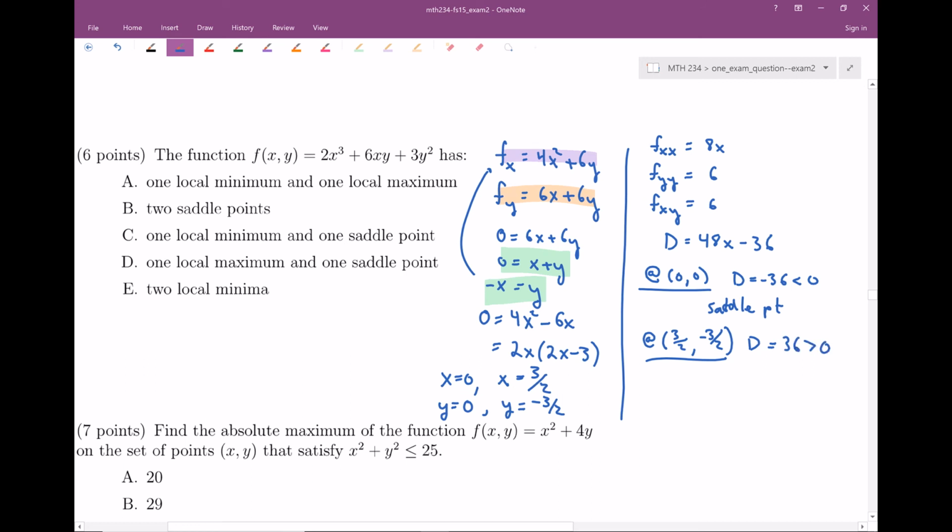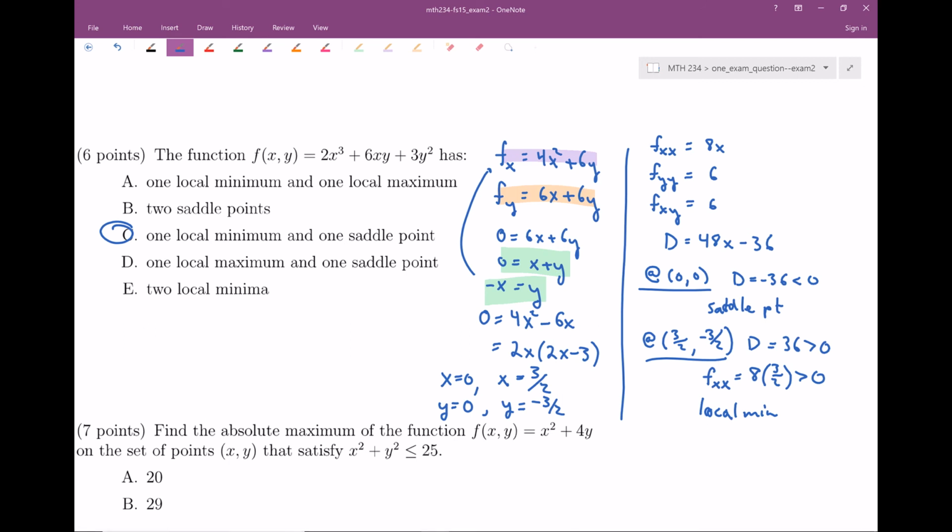So remember, we have to look at f sub xx. F sub xx is going to be 8 times our x value, 8 times 3/2. The big thing here is that that is greater than 0. So remember, that means it's concave up, so we have a local min. So we have 1 saddle point and 1 local minimum. Therefore the answer is C. All right, that's how we do that.